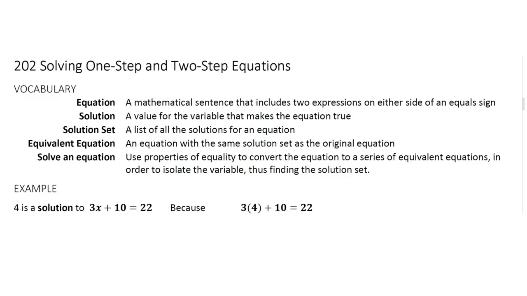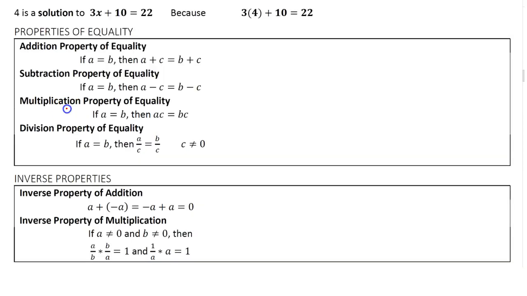Solving equations involves using the properties of equality to change the equation into equivalent equations with the goal of isolating the variable. The most important properties for solving equations are the properties of equality. We can add, subtract, multiply, or divide both sides of an equation by the same number to get an equivalent equation. Also, we use the inverse properties.